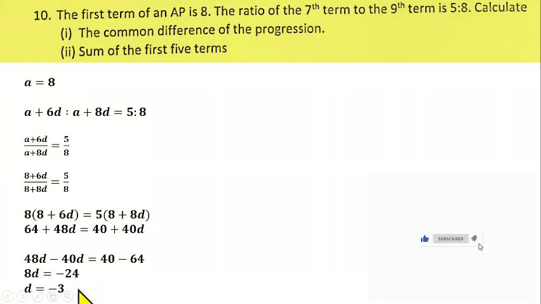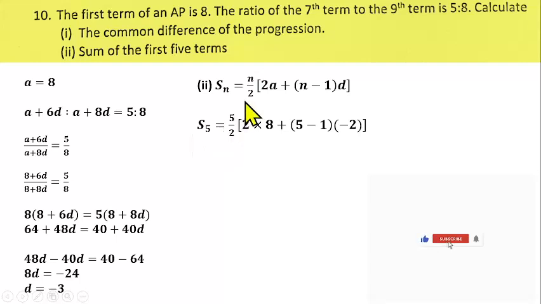Divide both sides by 8. d will be equal to minus 3. So the common difference of the progression is minus 3. We are now to sum the first 5 terms. The sum of the terms of an AP is n over 2 into 2a plus n minus 1 multiplied by d. So we are summing 5 terms. We have S5 equals 5 over 2 into 2 times our first term, which is 8, plus 5 minus 1 multiplied by the common difference, which is minus 3. Sorry, another typographical error: this is minus 3, not minus 2. So please change this to be minus 3 instead of minus 2.